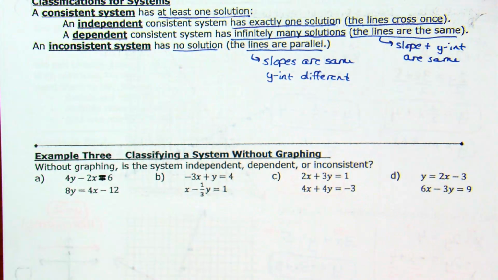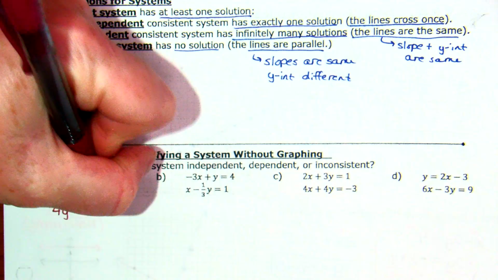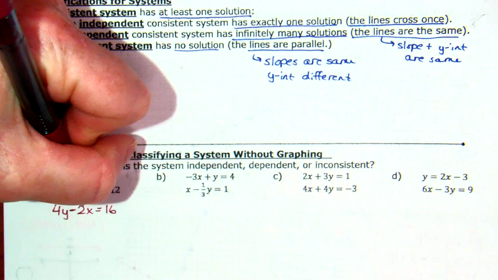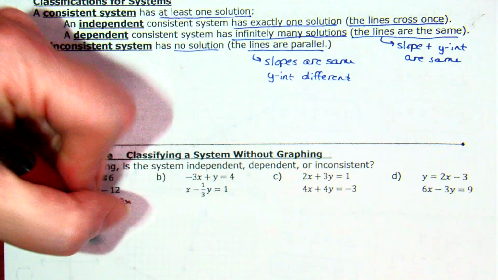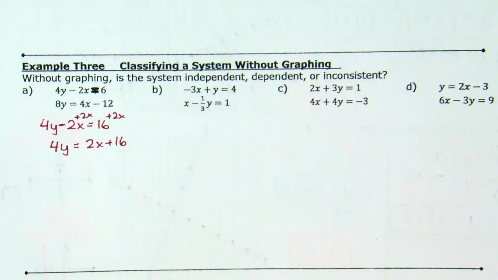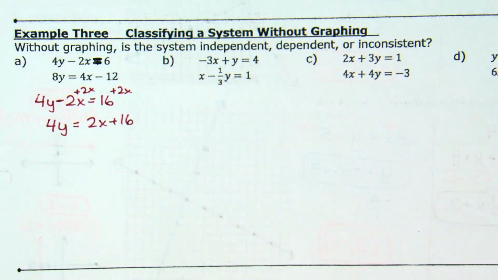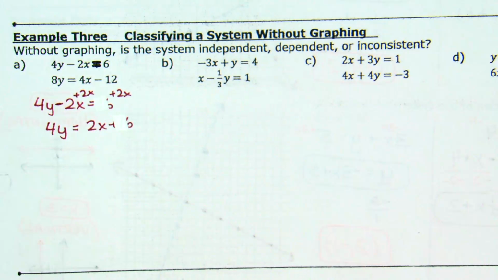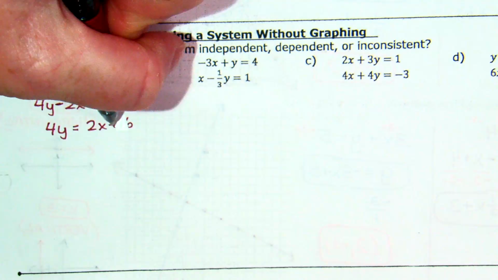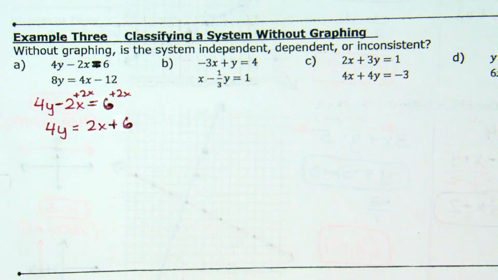So let's take 4y minus 2x equals 6. First thing I'm going to do to solve for y is add the 2x. So 4y equals 2x plus 16. Oh my goodness, you caught me on this one. You didn't catch me on the previous line. Valid point. I wrote 16. It's supposed to be a 6. It's a Monday, right? Is that a valid excuse? Okay. 4y equals 2x plus 6. Is that correct?